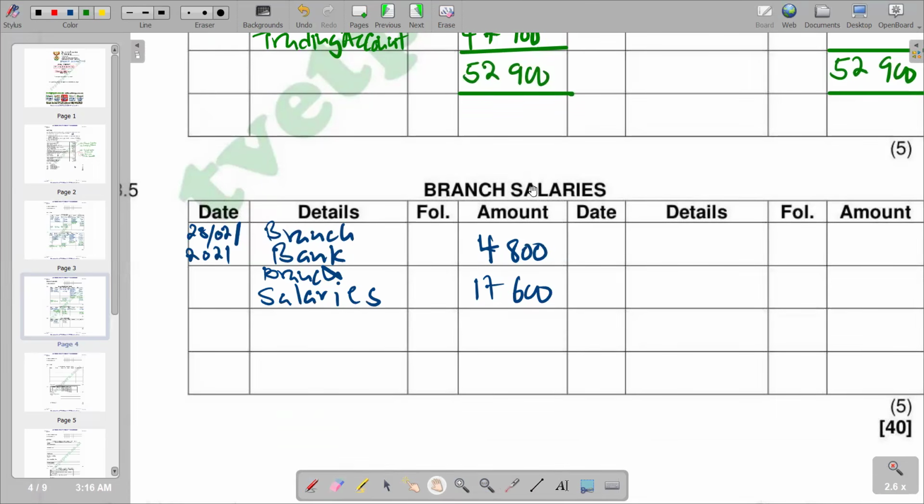The balancing figure in the branch salaries is not going to be a CD. There's no CD in an expense account. Our salaries is an expense account, so we are not going to have any balance CD or BD. The balancing amount that we have is going to be transferred to the branch profit and loss. So as simple as we are going to have it again in this question.